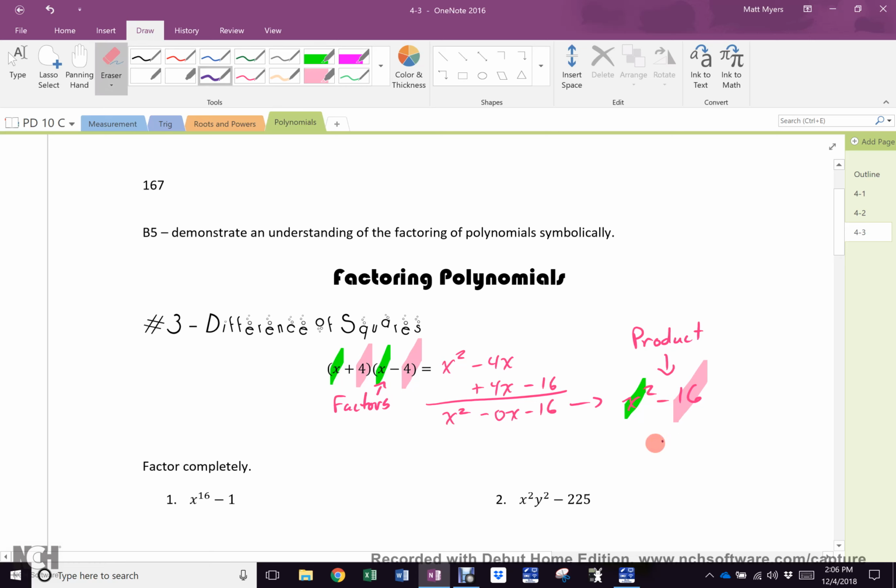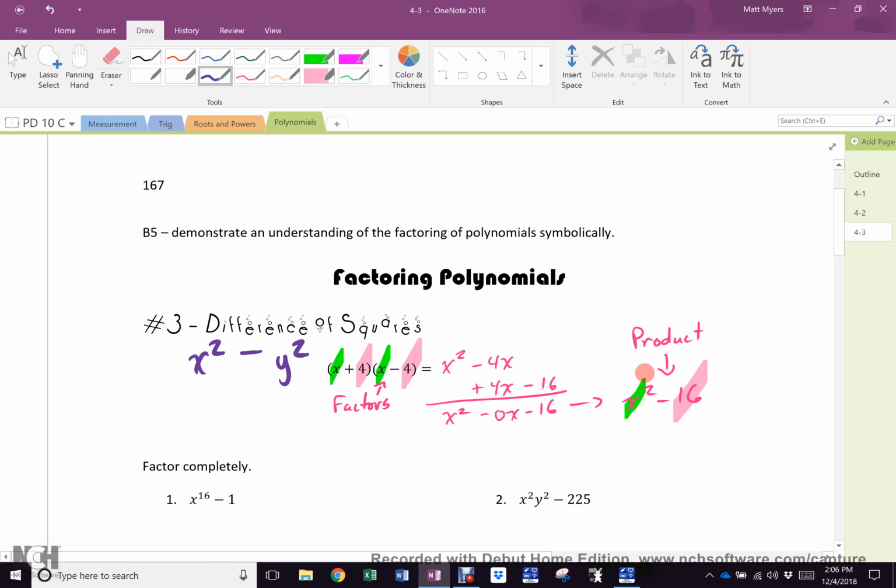So, look at the name of this type of factoring. Difference of squares. Difference means what math? Subtraction. Squares must mean I have a square on both sides, yes? So if I have something squared minus something else squared, I have a difference of squares, and I can do this.